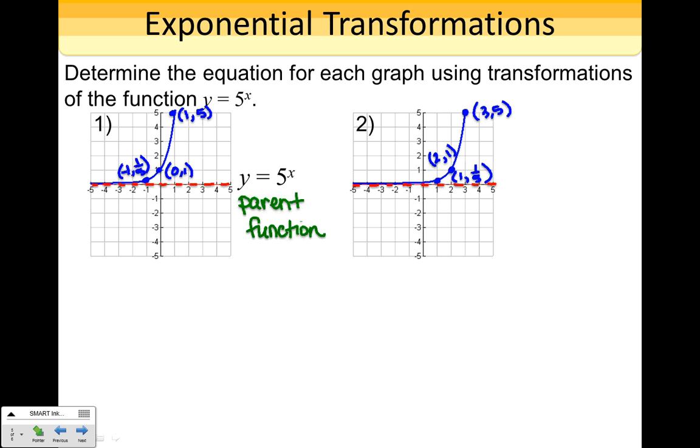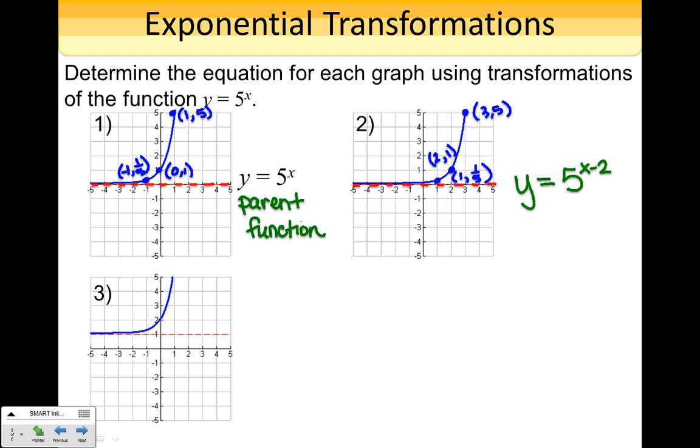So our function is going to be y equals 5 to the x minus 2. So that is our inside function. Whenever it's with the x value, it's always opposite. So x minus 2, since we moved to the right 2. All right, let's look at number 3.